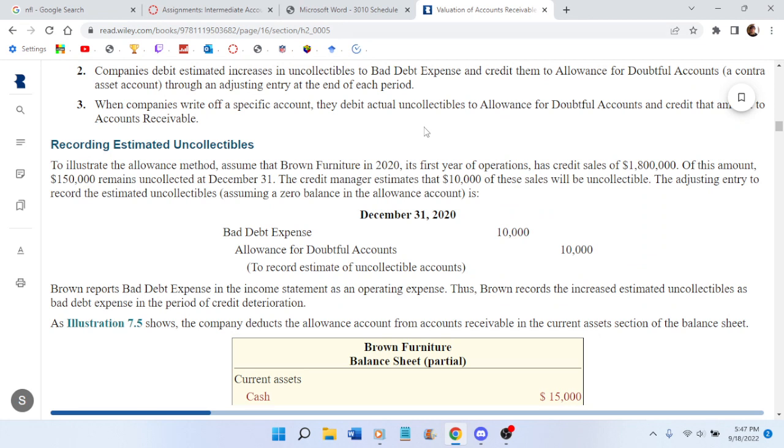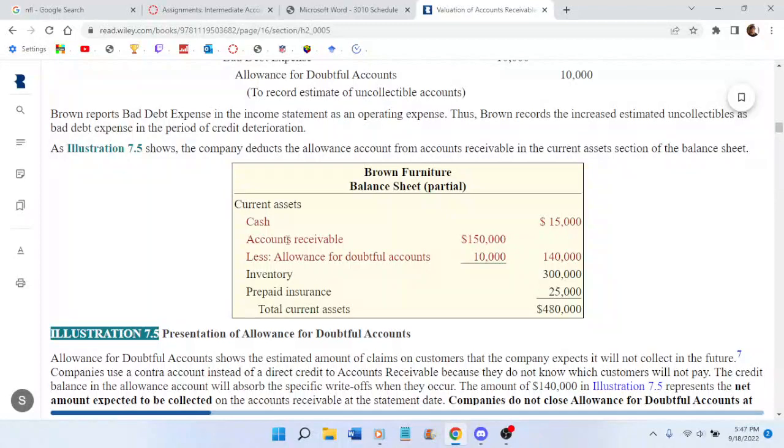So bad debt expense is debited, which means increased, and the allowance for doubtful accounts is credited, which will be a contra asset. The contra asset of allowance for doubtful accounts will be subtracted from what? Accounts receivable.